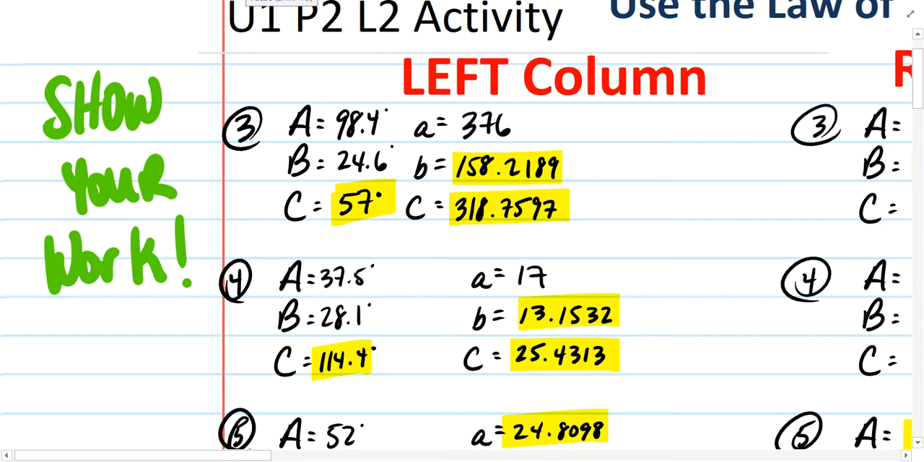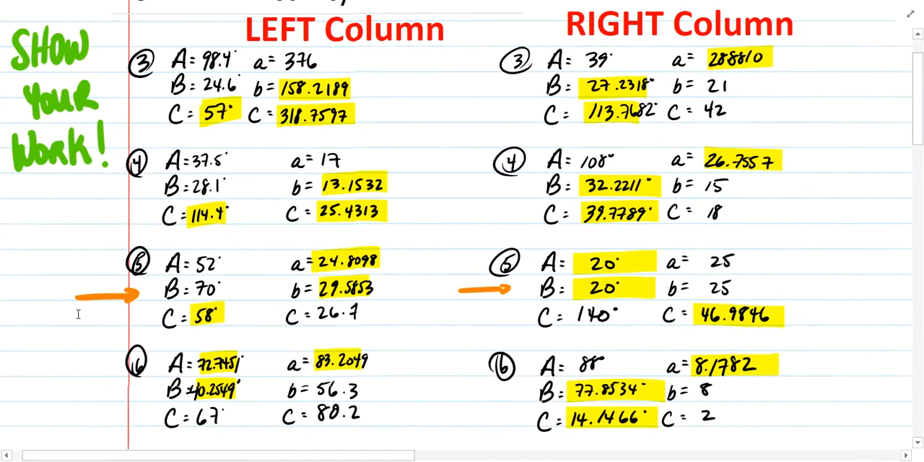Leave evidence indicating how you solved for angle measure C or side length B and side length C. Even if you transition from different laws to solve for different components within a problem, that's perfectly fine. Make sure that you show evidence of your work or your method.